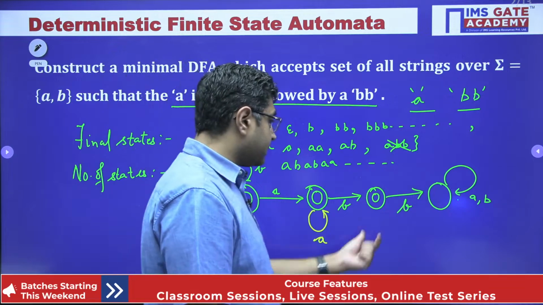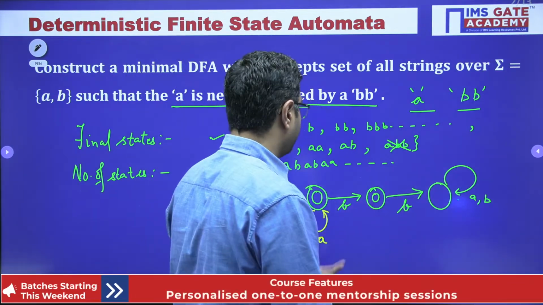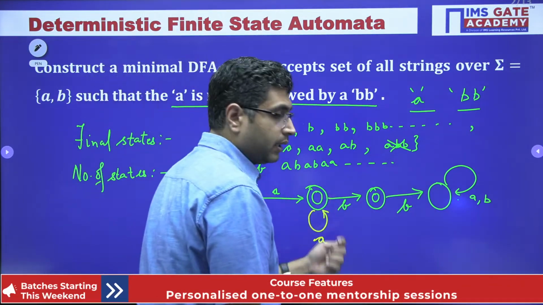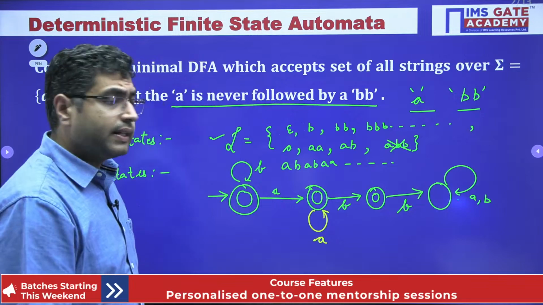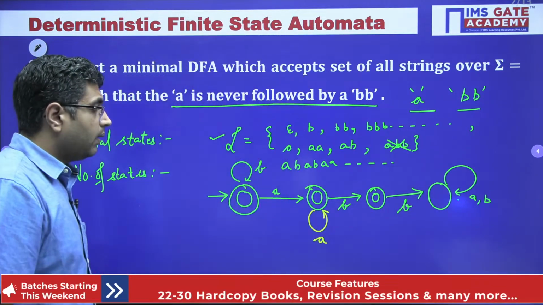Now, at this state, we know what needs to be done on ab. At this state, we know what needs to be done on b. We need to check on a. On this state, we have already done it on ab. Now, what needs to be done when an a comes on this state? Now, let's see.